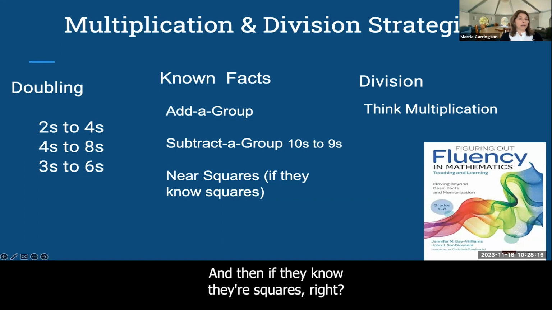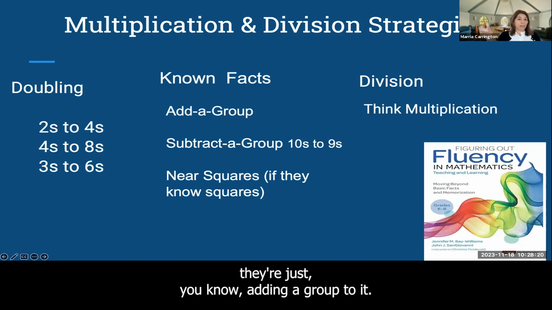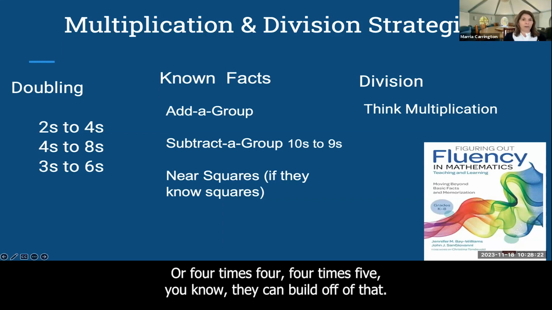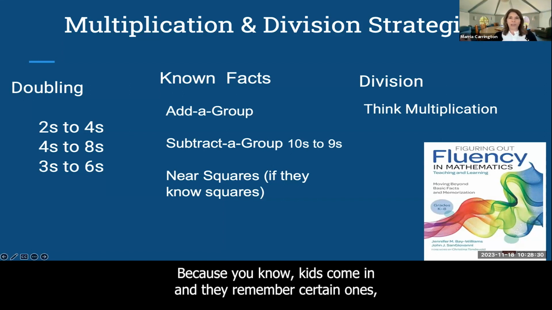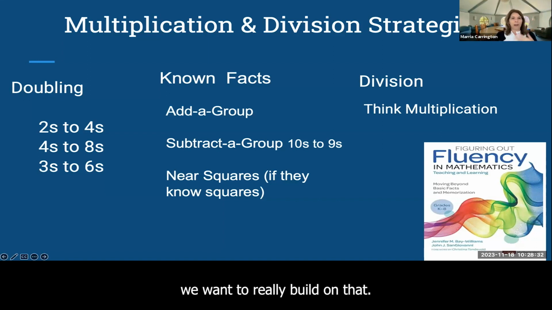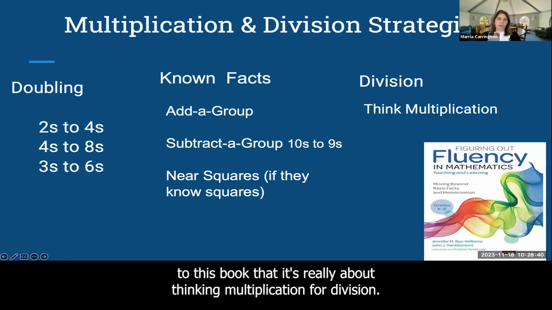And then if they know their squares, right? So if they know 5 times 5 and they see 5 times 6, they're just adding a group to it, or 4 times 4, 4 times 5, they can build off of that. So that middle column is really helping them build on something they know. Because kids come in and they remember certain ones. We want to really build on that. And then really the research is pretty solid out there from Van de Walle to this book, that it's really about thinking multiplication for division.